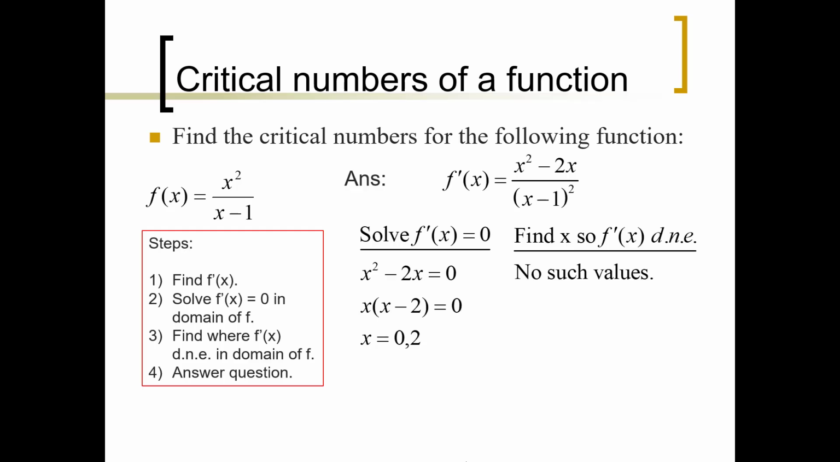Then you would find out where the derivative would not exist, again in the domain of the function. The only way that fraction would not exist for an x value is if the denominator was 0. But if the denominator is 0, that would mean x has to be 1. But 1 is not in the domain of the original function, and therefore it doesn't count. So there are no such values in the domain of the function where the derivative does not exist. It always exists. To answer the question, the critical numbers therefore are x is 0 and x is 2.